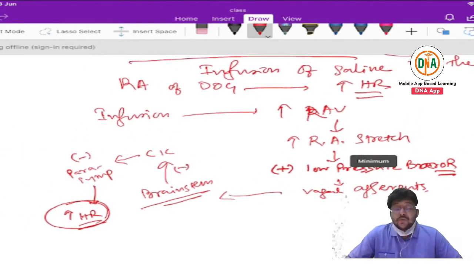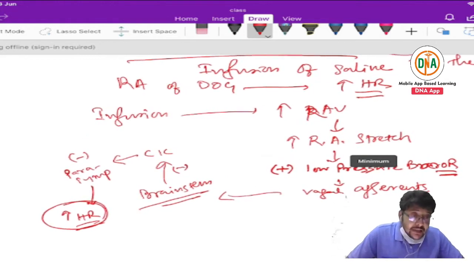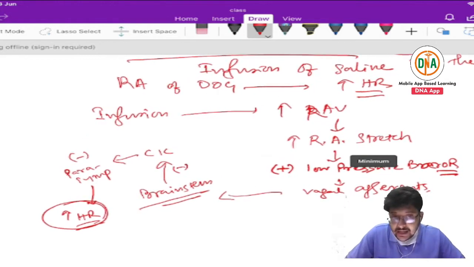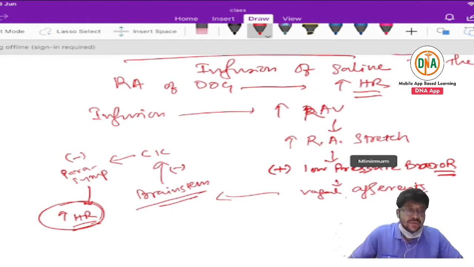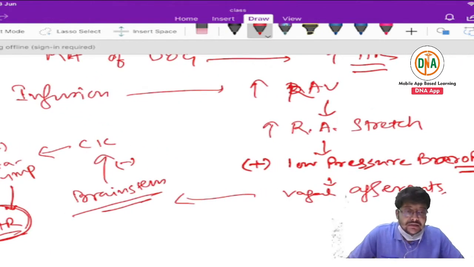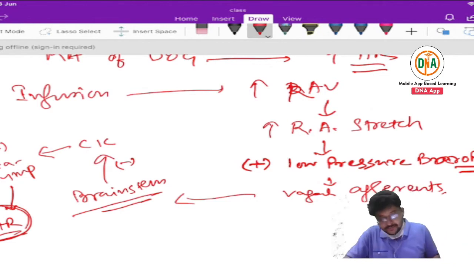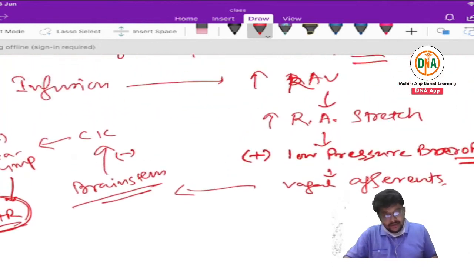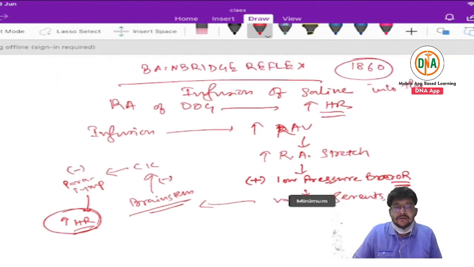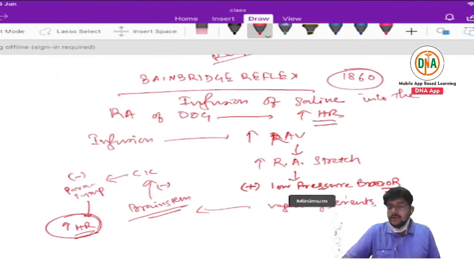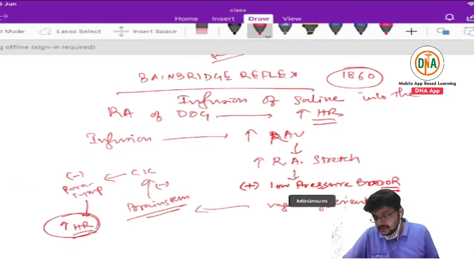So whenever we infuse a patient with some fluid, we will find there will be a reflex tachycardia. We infuse a person with fluid, there will be tachycardia, increased heart rate. There is another thing, I will give you some time to take a note of it. Meanwhile, we'll see whether there is any question.